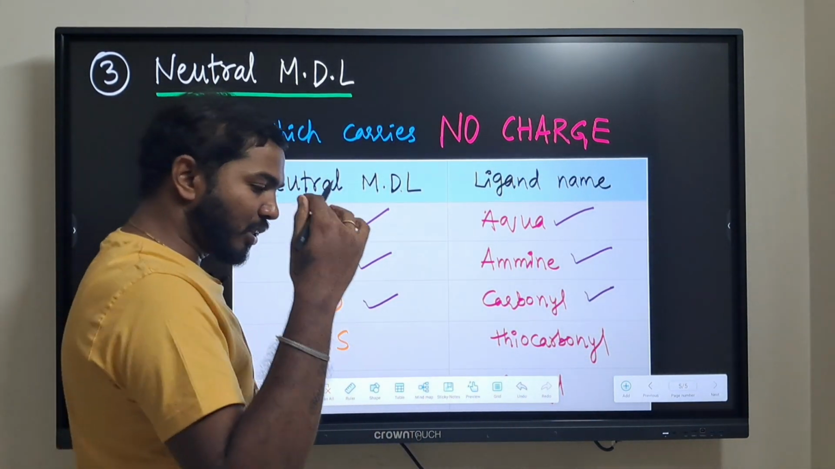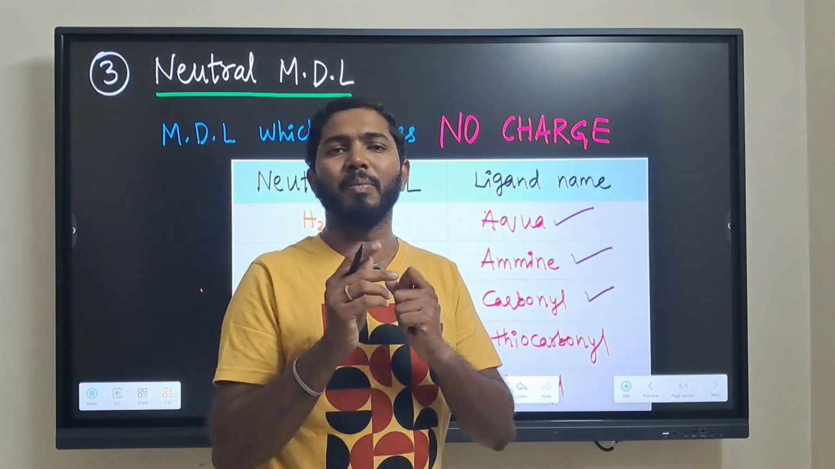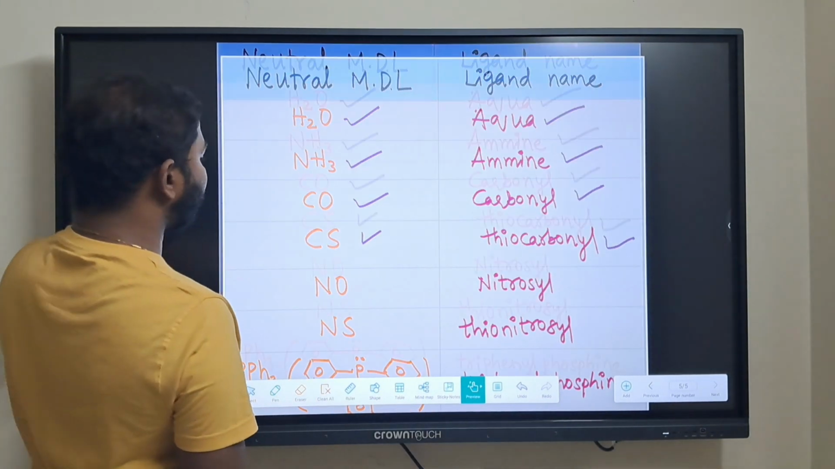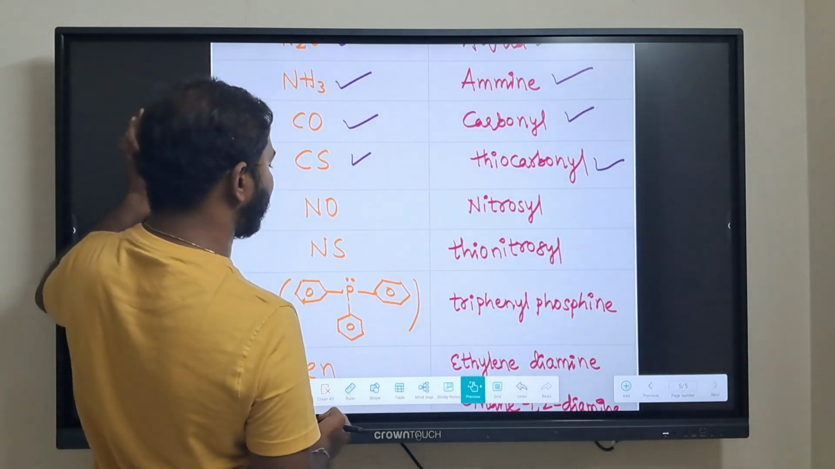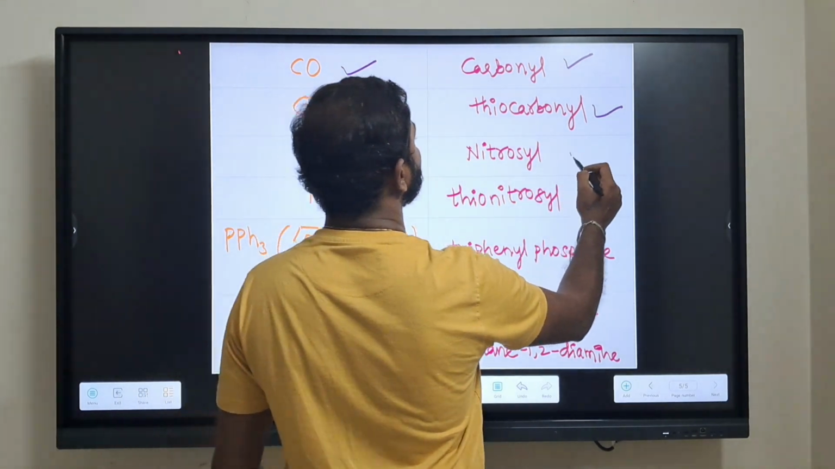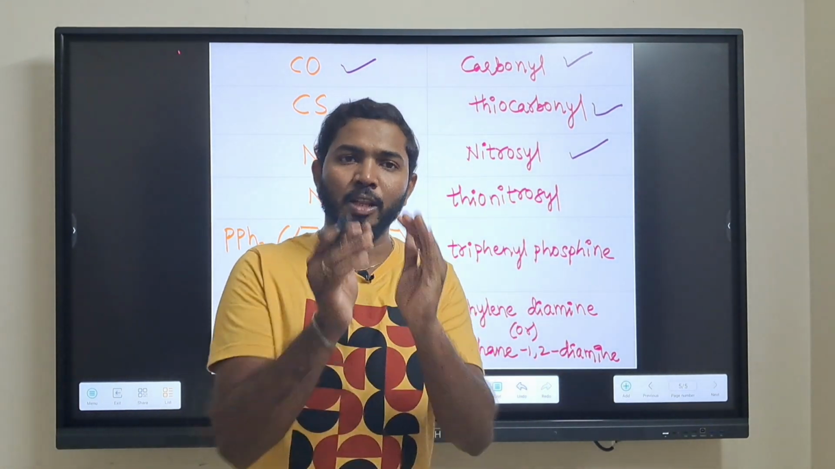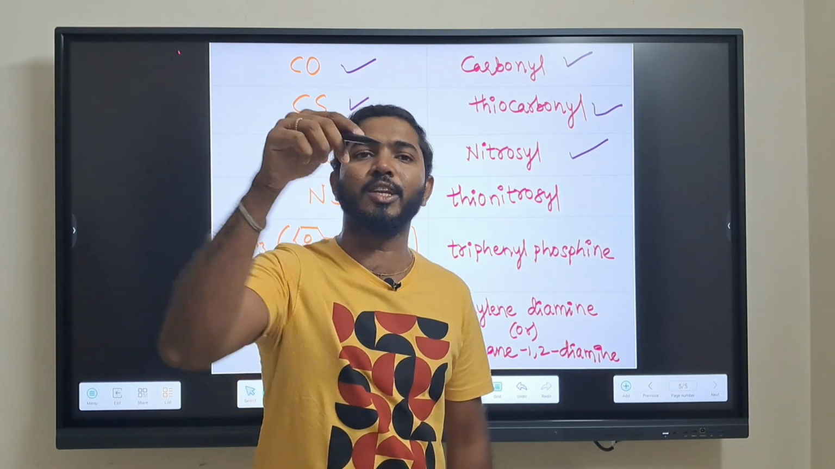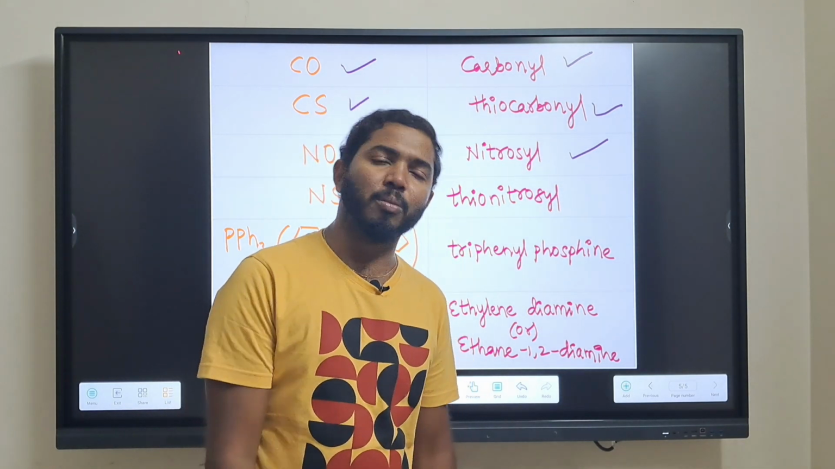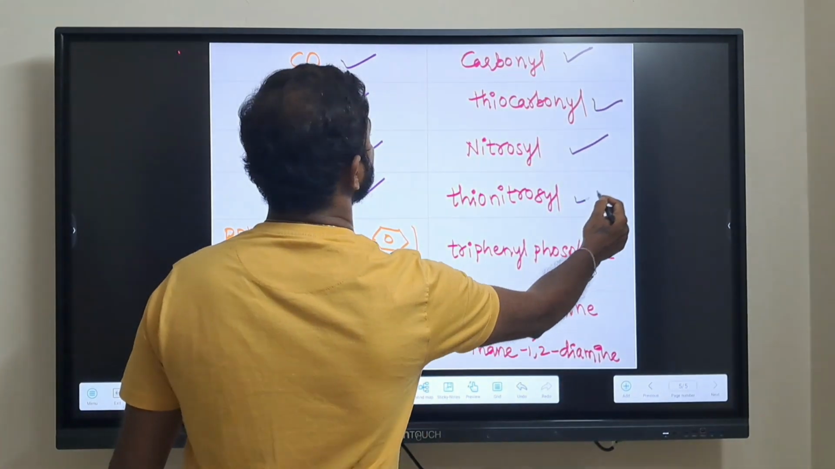These ligands have a very crucial role in deciding the characteristic properties of a complex compound. Then CS is thiocarbonyl. If you observe, we have NO in positive monodentate ligands and also in neutral monodentate ligands. Sir, how do we get to know? They will mostly give it in the ligand form. If they give a plus charge on the NO, then we consider it a positive monodentate ligand. If no charge, generally we take it as a neutral monodentate ligand. That is called nitrosyl, and NS is called thionitrosyl.